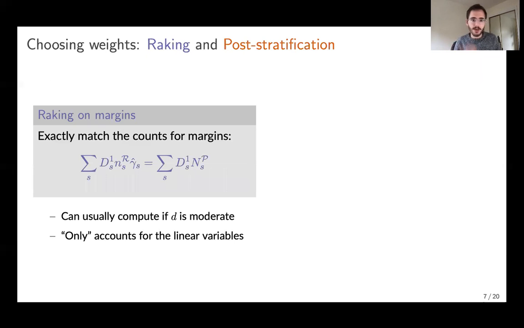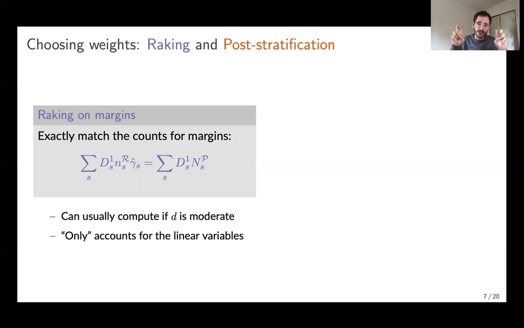Given that setup, just to recap on raking and post-stratification, raking on the margins amounts to constraining the weights that we choose in some way, where in our notation, we're constraining the weights like this. We're saying these D1s, which are just the first order margins, the weighted sum of those D1s is equal to the sum of the D1s in the population, right? And that's just the raking written out as a constraint. Now, you can typically find weights that solve this constraint that are non-negative too, even if D is moderate. But really, this only accounts for a linear approximation to the truth.